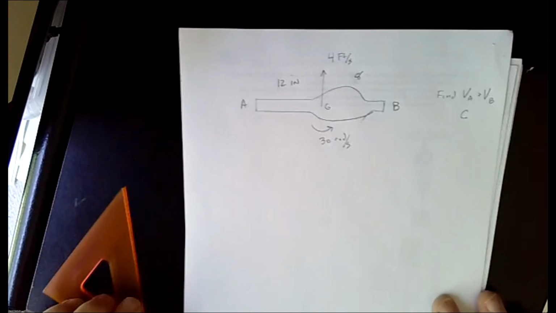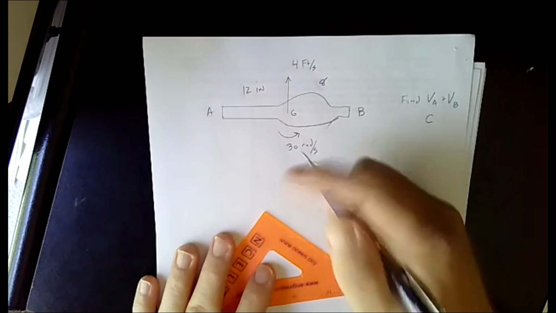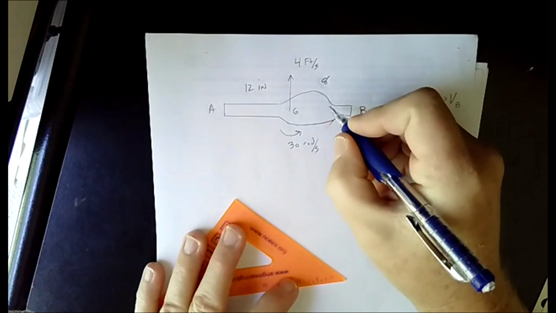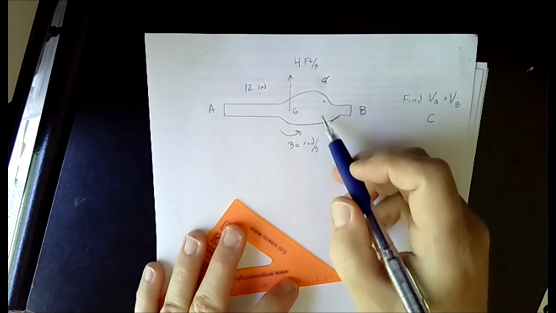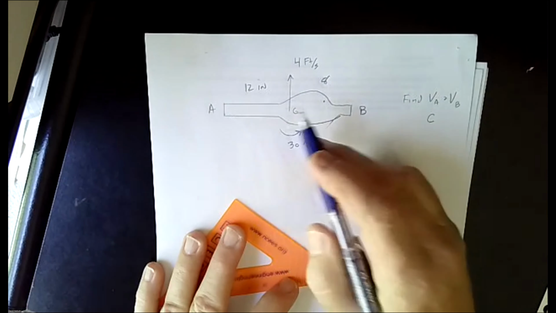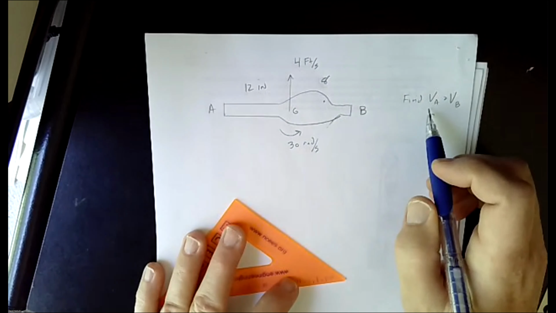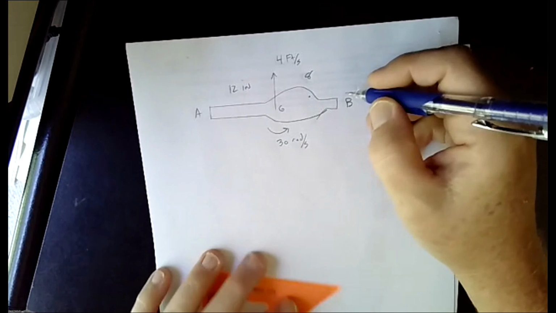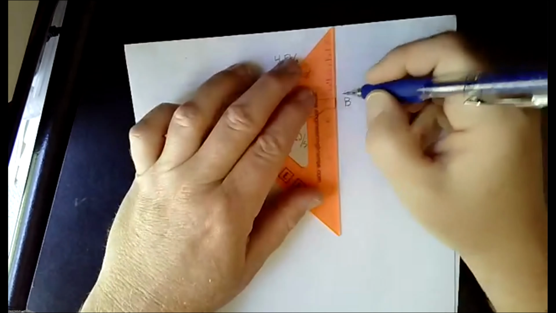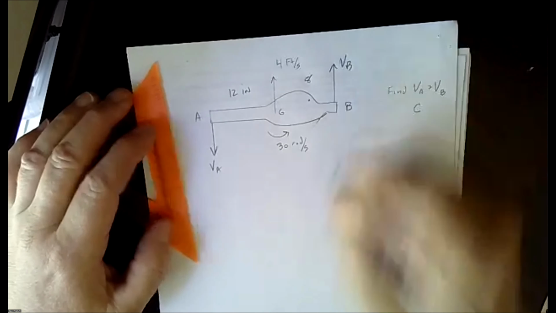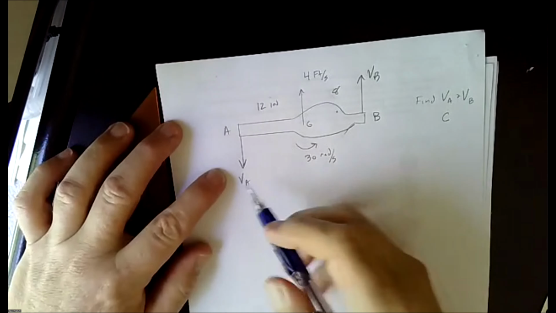So here's what the object looks like. Not quite as colorful, but I guess I could put a little eye there. It looks like some weird fish. But so we have the 4 feet per second going up from G. We have A, we have B. So we want to know velocity A, velocity B. By intuition, if it's rotating counterclockwise, velocity of B is going to be going that way, and it's safe to say velocity of A is going down. All right, so we want VA.